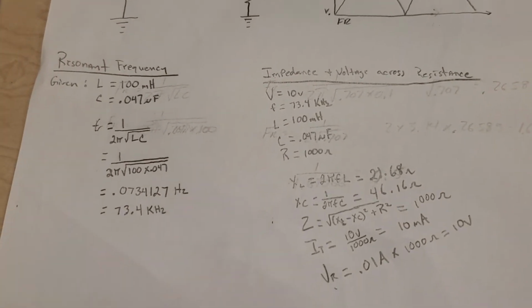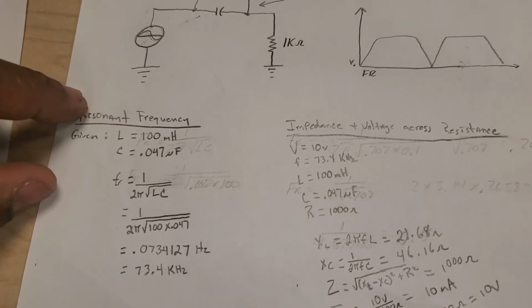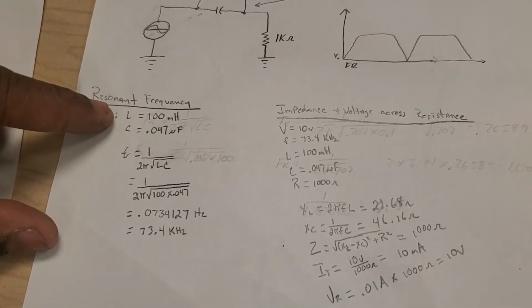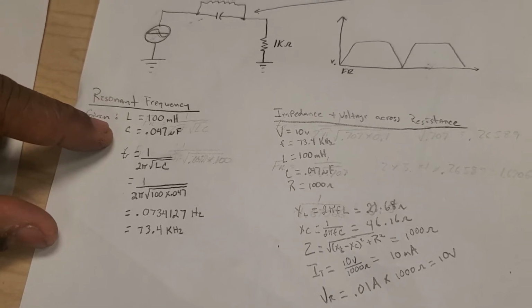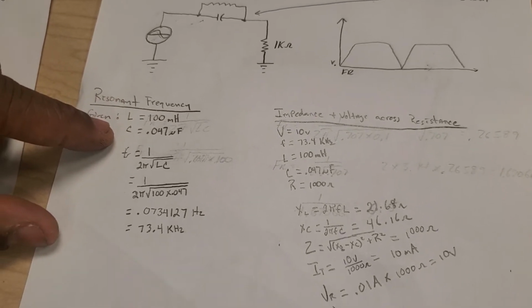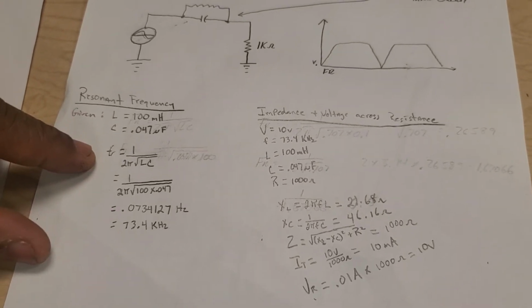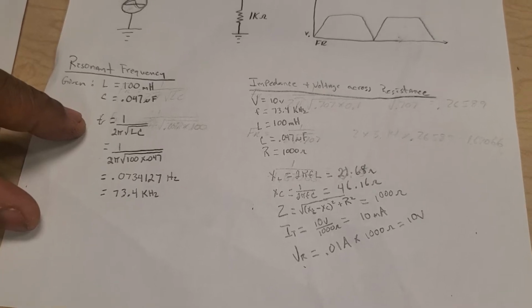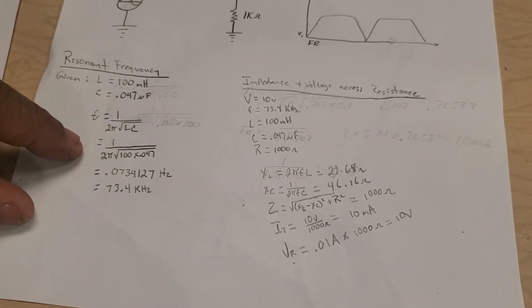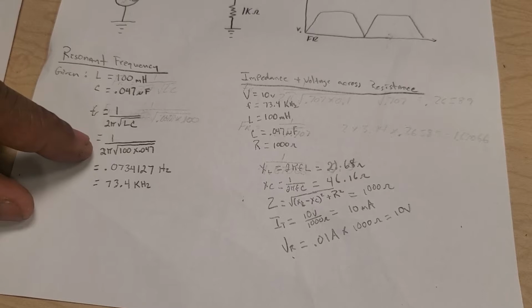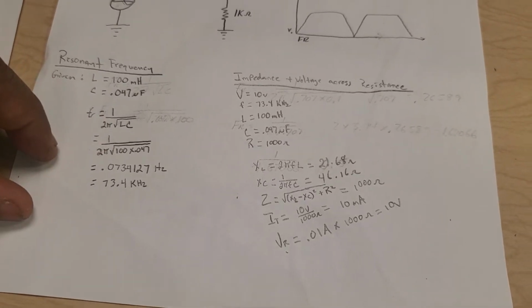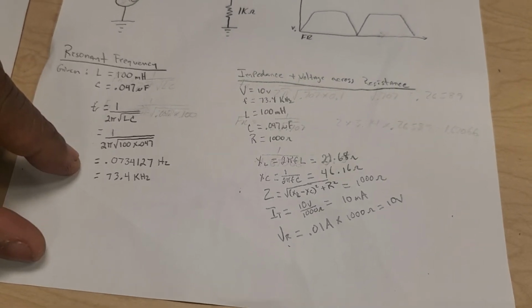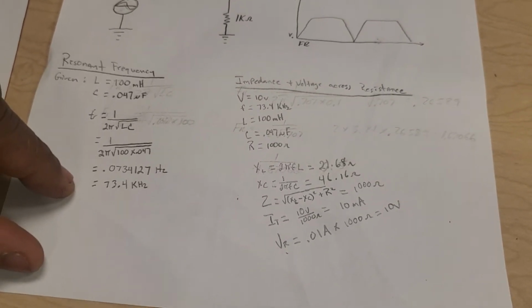The first thing we did is we did our calculations for the resonant frequency. Given the inductance and capacitance at 100 microhenry and 0.047 microfarads, the frequency is going to equal 1 over 2 pi times the square root of the inductance times capacitance, which is 1 over 2 pi times the square root of 100 times 0.047, which gives us 0.0734 hertz or 73.4 kilohertz.